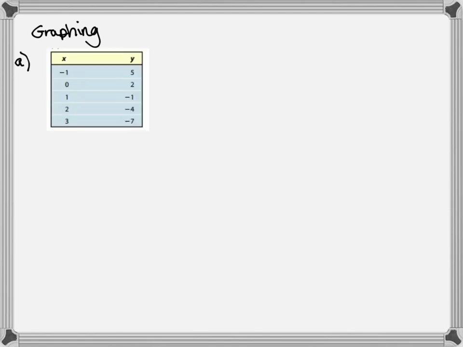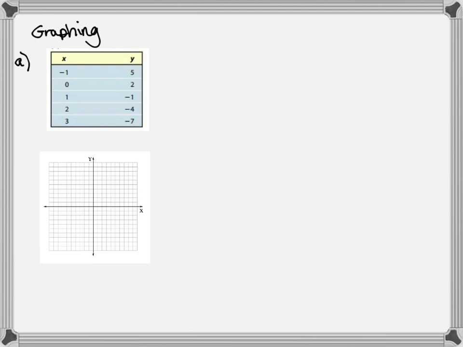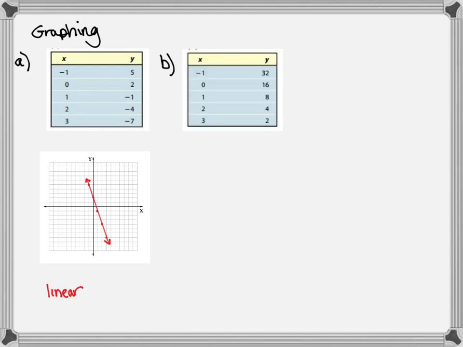So here is our first table that we looked at a moment ago. If we plotted these points, I have -1, 5, 0, 2, 1, -1, 2, -4, 3, -7, and these points fall in a line. We did find that a linear model was best, and our graph does verify that. So this was linear.